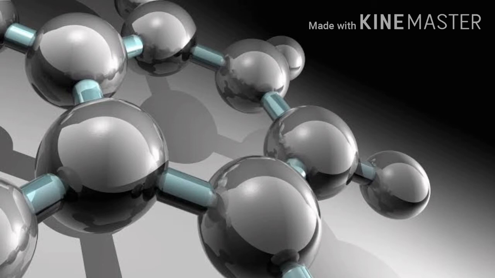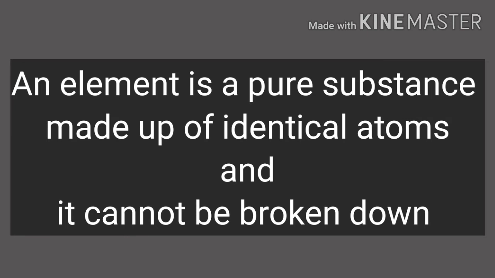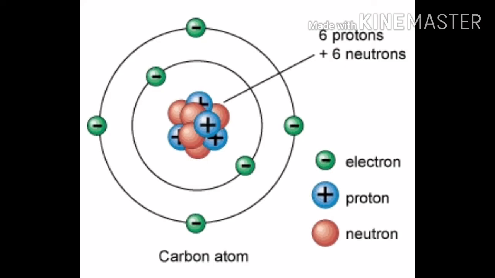It means an element is a collection of similar atoms. So we can say that an element is a pure substance composed of one kind of atom, and it cannot be broken down by any physical or chemical method. Now this is a picture of a carbon atom. An atom is the basic unit of an element, meaning it is the smallest particle of an element.